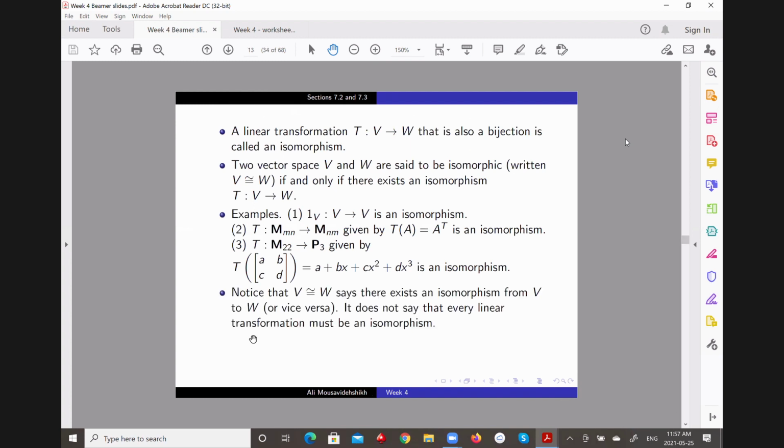And like I said before, notice that V being isomorphic to W says that there only exists a map from V to W or vice versa. It does not say that every linear transformation must be an isomorphism. And this is the example f of x equals x squared that I just wrote down.